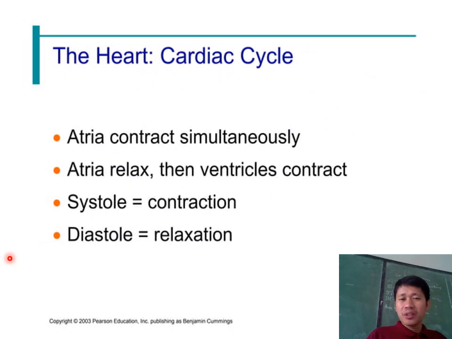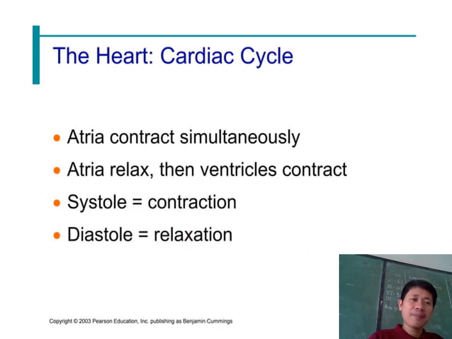Continuing with the cardiac cycle, the one to three cycle, the atria contract simultaneously. You have to understand that, because the two atria, the left and right, are both located inside one heart. When the heart contracts and relaxes, it's the whole heart that contracts and relaxes. So the left and the right atrium contract simultaneously. The atria relax, then the ventricles contract simultaneously as well. Systole is contraction and diastole is relaxation.